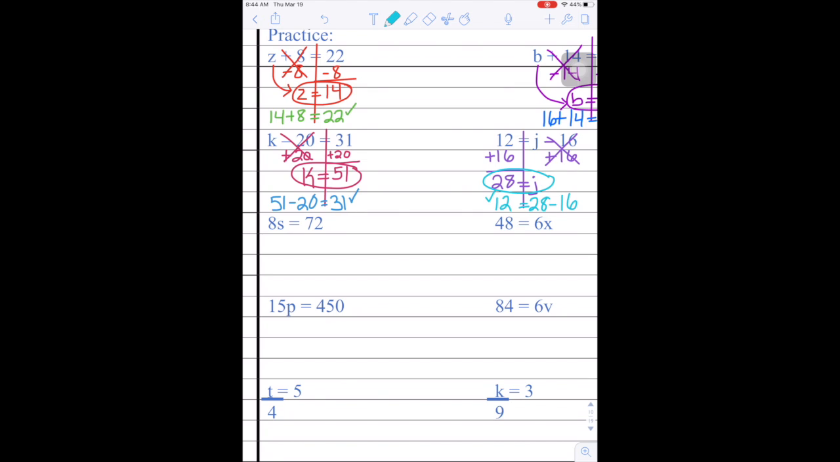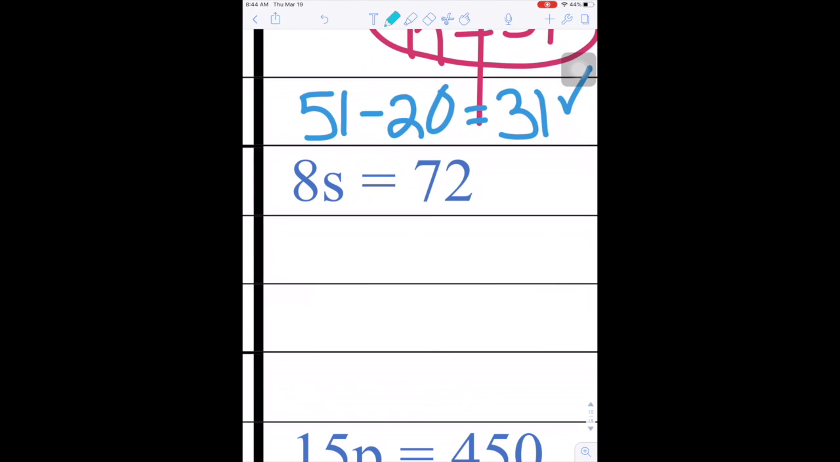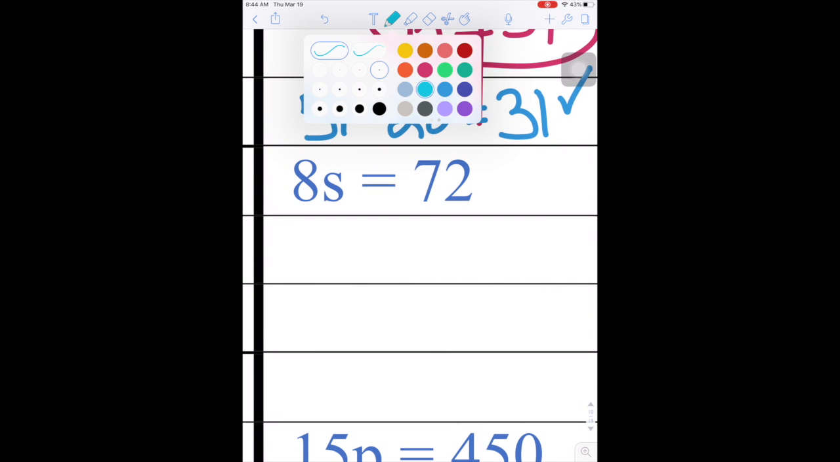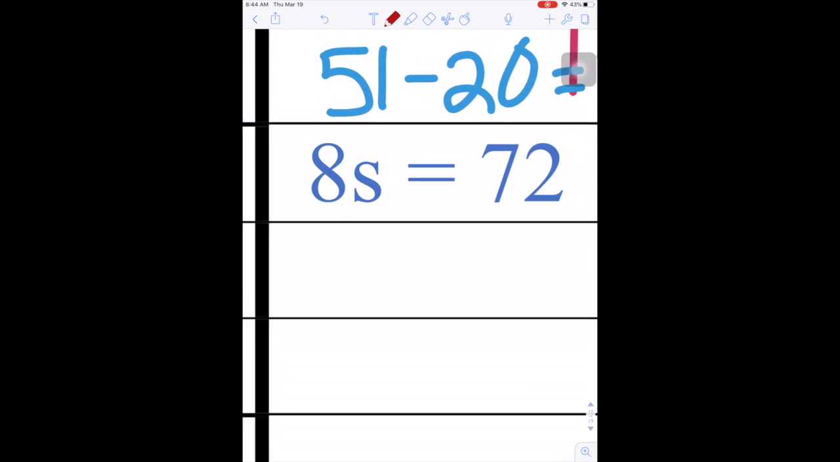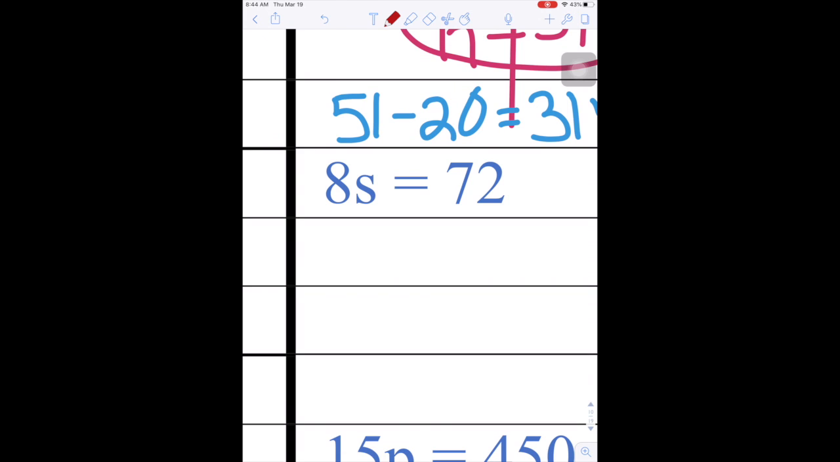All right, here's a couple tricky ones. Remember, our operation for these is hidden. So if I have 8 smushed up against an x, I have a really small invisible times in there. And if I remember back, the opposite of times is divide.